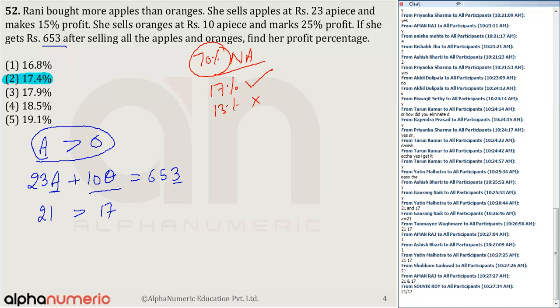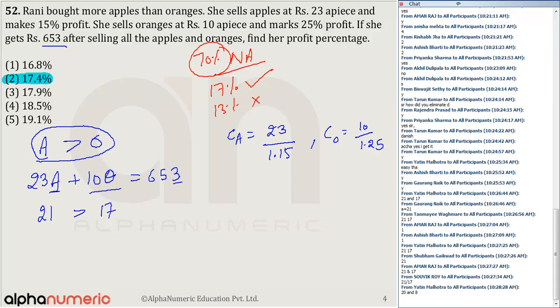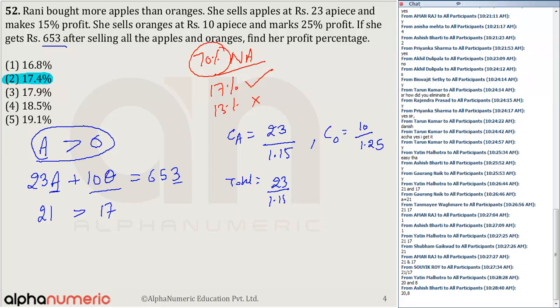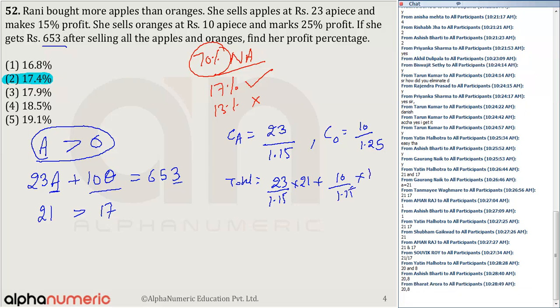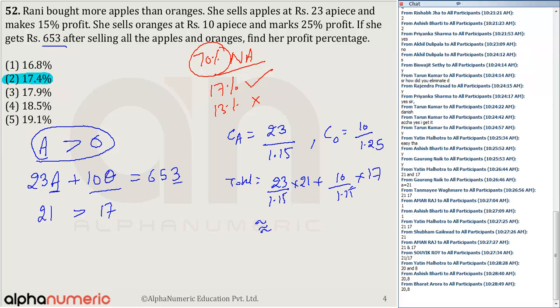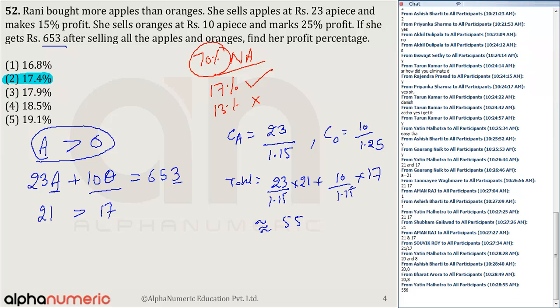So what is the cost of apple? She sells an apple at 23 rupees apiece, so the cost of one apple is 23 upon 1.15. The cost of one orange is 10 upon 1.25. So the total cost is 23 upon 1.15 into 21 plus 10 upon 1.25 into 17. This total cost comes out to be approximately 556. Yeah, I got the total cost.